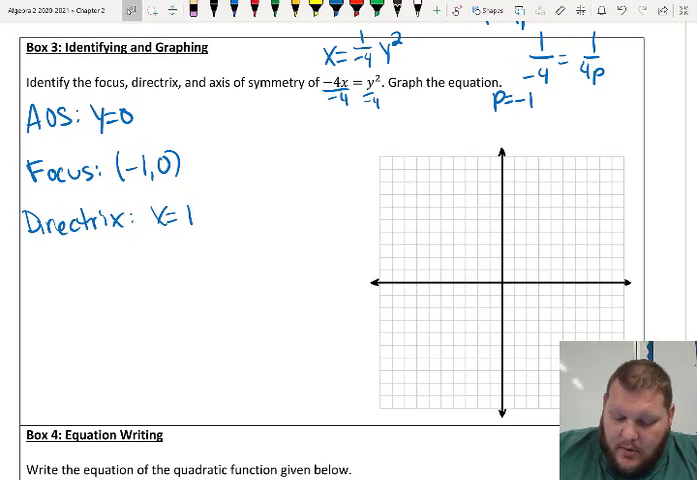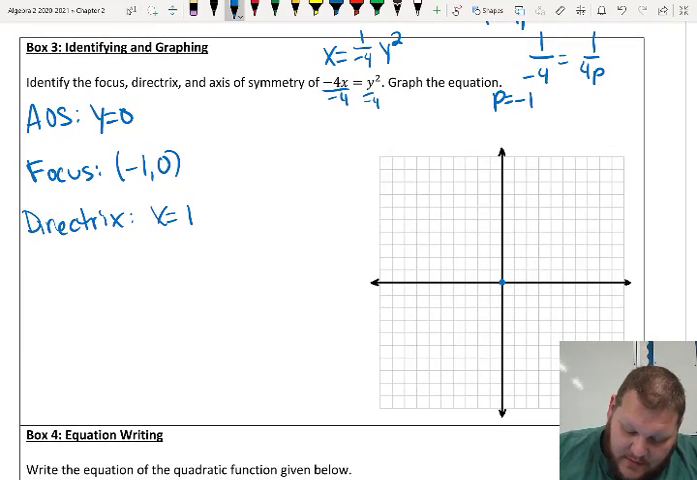And now I just get to go and graph these. So I know my vertex is at 0. My focus is at negative 1. My directrix is a solid line here at positive 1.